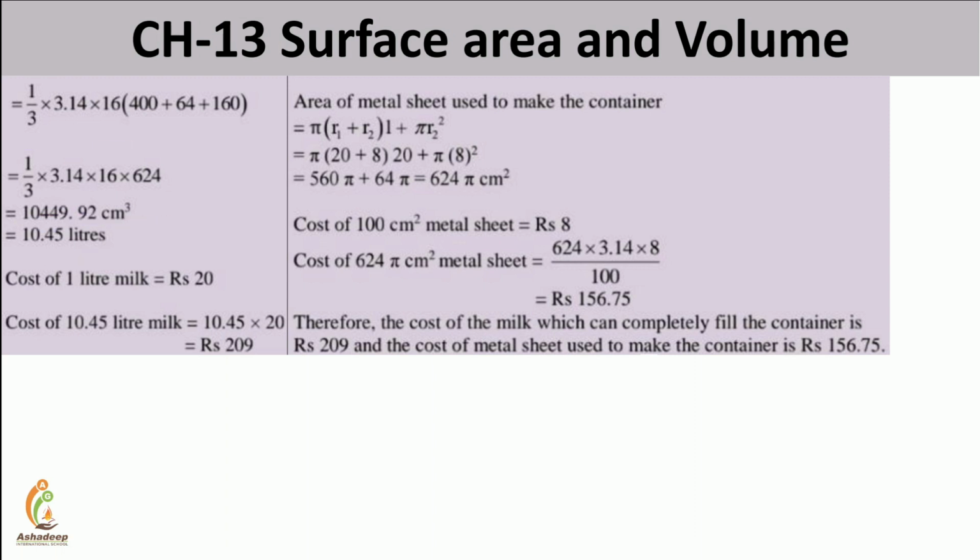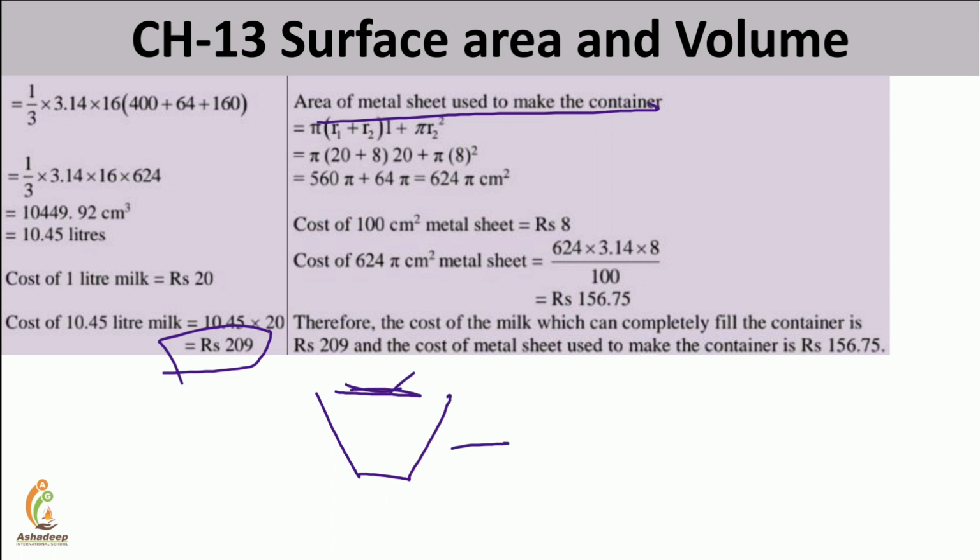We have 10.45 liters of milk, and 1 liter costs rupees 20. So the cost of 10.45 liters is how much? You just simply need to multiply these two, and you will get the answer as 209. Now the area of the metal sheet. This is the container that is open from the top, so we need to consider, we don't need to consider.